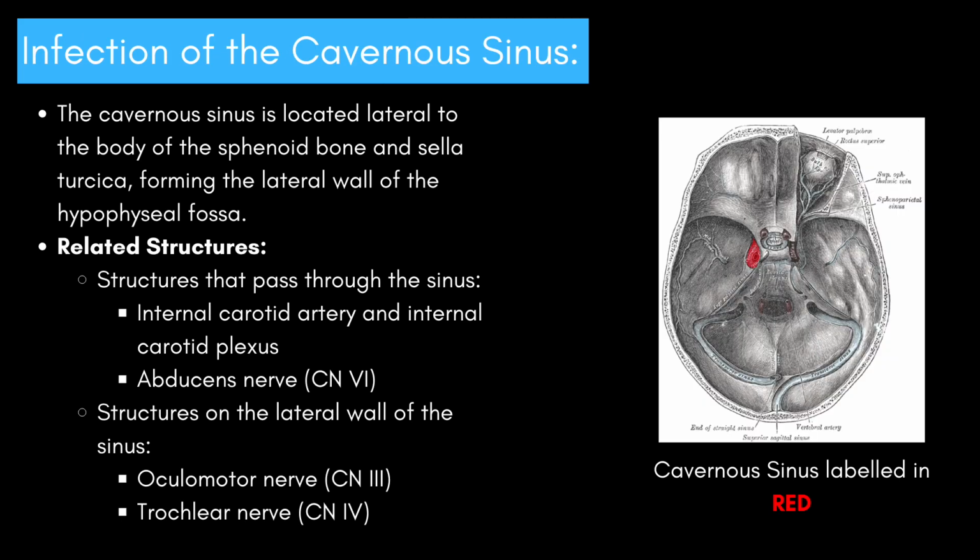Let's next take a look at the infection of the cavernous sinus. The cavernous sinus is located lateral to the body of the sphenoid bone and sella turcica, forming the lateral wall of the hypophyseal fossa. Related structures.